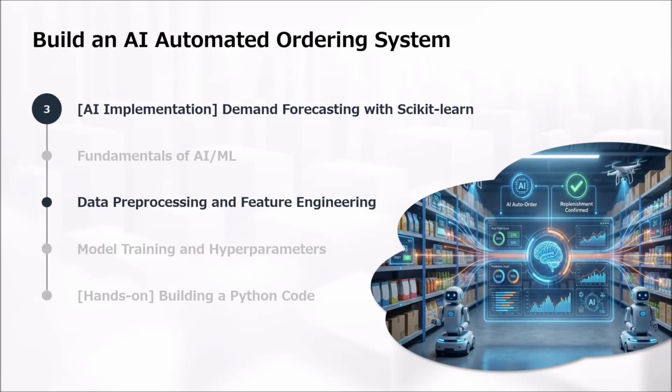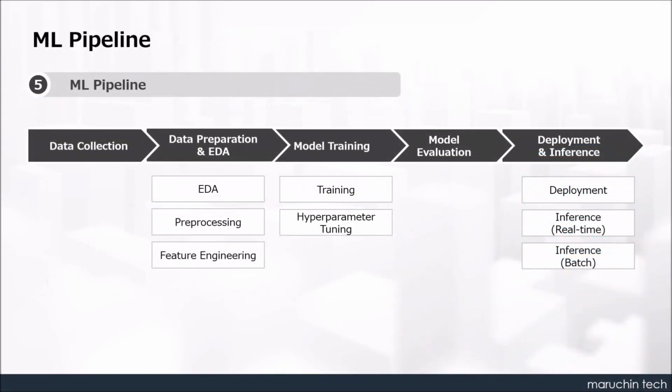Next is data preprocessing and feature engineering. First, let's understand the machine learning pipeline. This term refers to the end-to-end workflow of a project, starting from data collection, moving to preprocessing, training, evaluation, and finally, model deployment and inference. I will explain the key points you need to consider at each step.